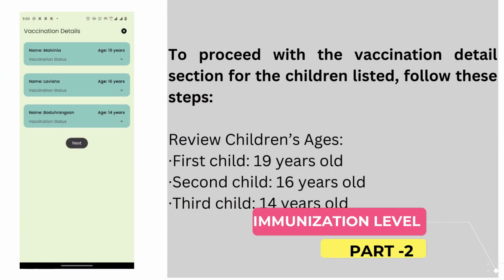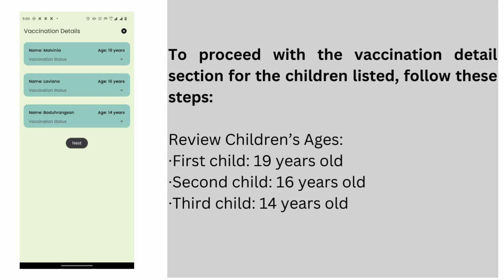So now, as you could see in the screen, we have come to the next level, that is the vaccination. Here we could see the name of the first person as shown in the screen, and the name of the first child is also indicated there, along with the age. The first child is 19, the second child is 16, and the third child is 14 years old.